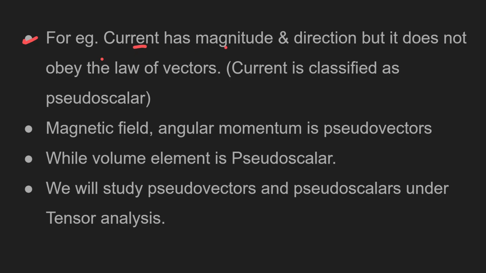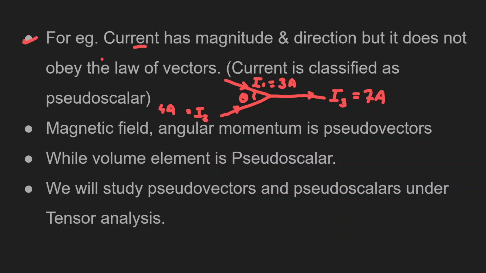Current. Now we know that current has a conventional direction which is opposite to the flow of electrons. So see, if I have this current I1, and this is another current I2, the angle between them is say theta. Let us call I1 3 amperes, and I2 4 amperes. So 4 plus 3 is 7. So this is I3, we get it as 7 amperes.